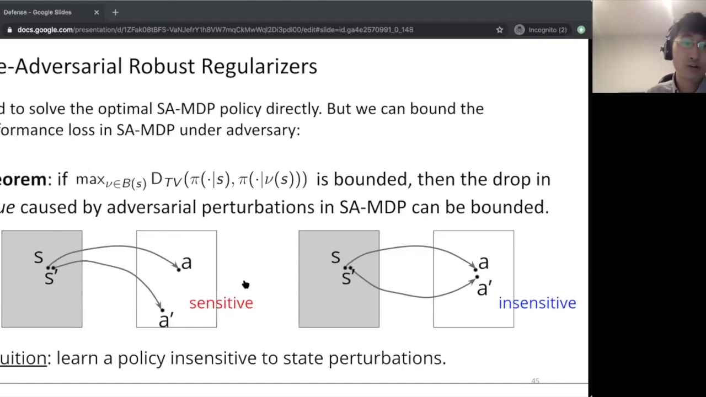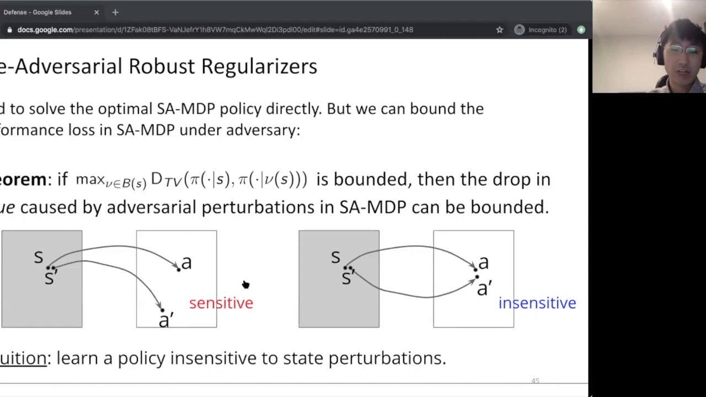It is actually pretty hard to solve the optimal SA-MDP policy directly. But we prove that if we can bound the distance between the action distribution of the original state and the action distribution under adversarial perturbations, the performance loss caused by the adversary in SA-MDP can also be bounded. Here the distance is measured by total variation distance, this DTV. Intuitively, this theorem says that a policy that is not sensitive to state perturbation can be robust under adversary.